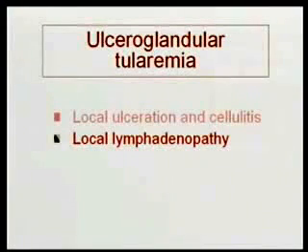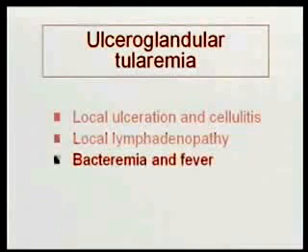Lymphadenopathy: the organism can survive intracellularly. It does localize inside the cell, within the phagocytes. And when we come to pathogenesis and pathogenic mechanism, I'll tell you why it survives inside the cells. And as a result, it causes lymphadenopathy. So it's local ulceration and lymphadenopathy.